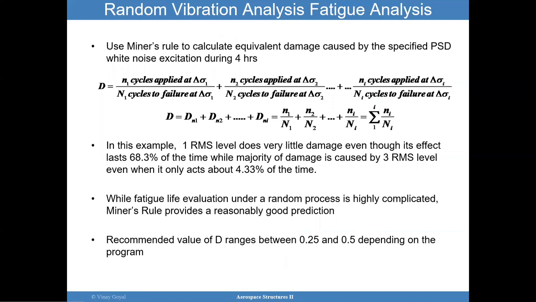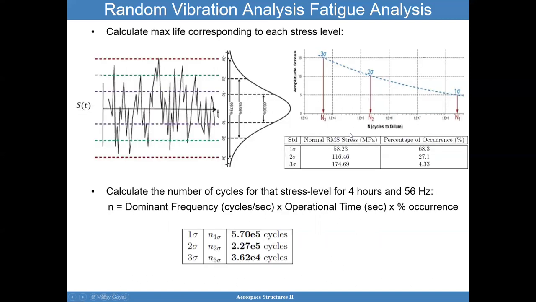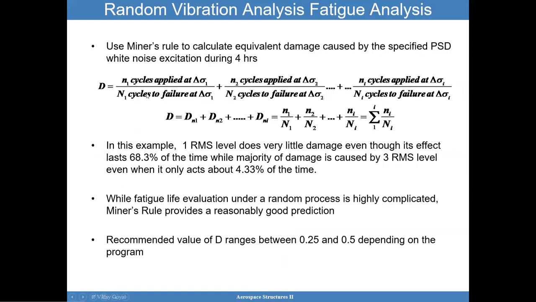And so then I'll take, in this case, I only have three terms in the damage index. N1, N2, and N3 were calculated here. N1, N2, and N3. And then this small n1, n2, and n3 have been calculated here. So then I'll have it here in the numerator and denominator and then perform the damage index calculation.